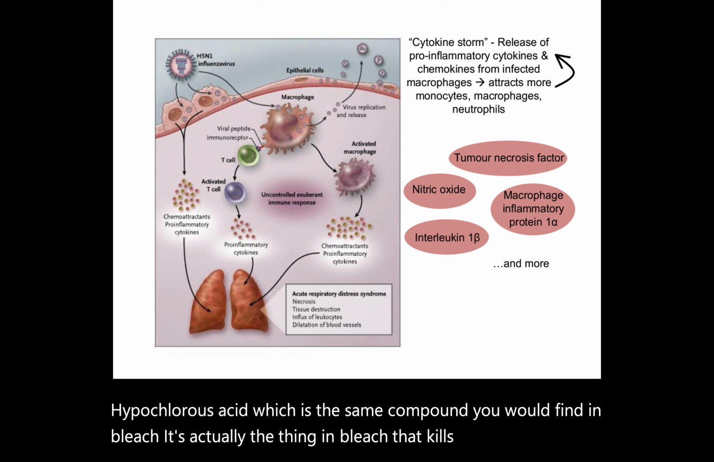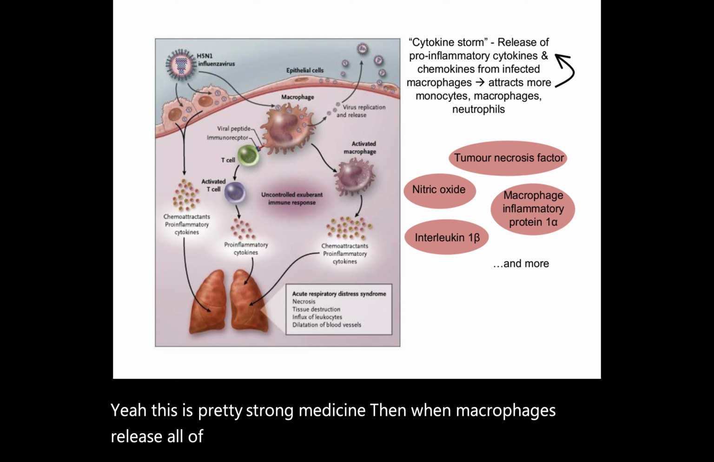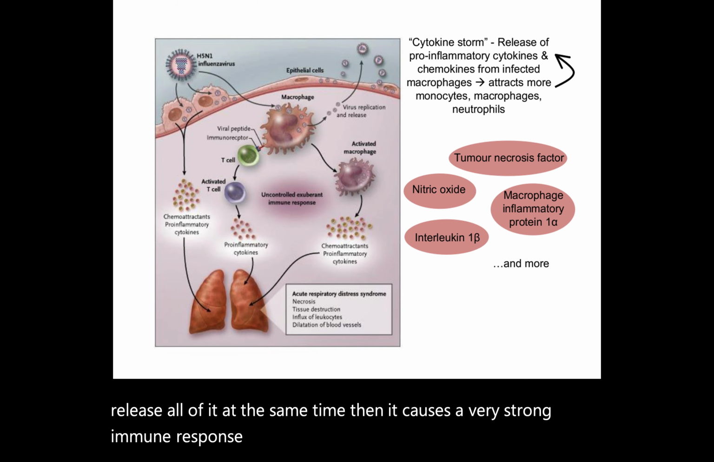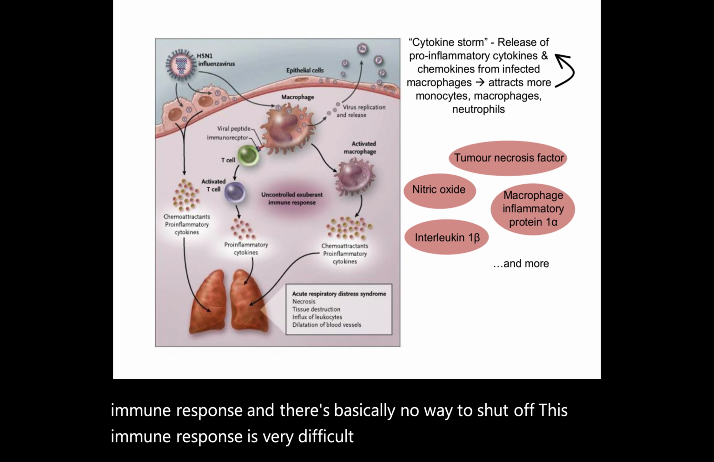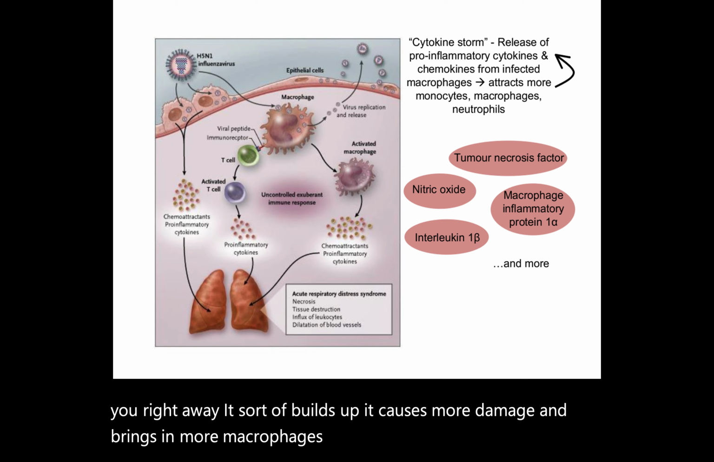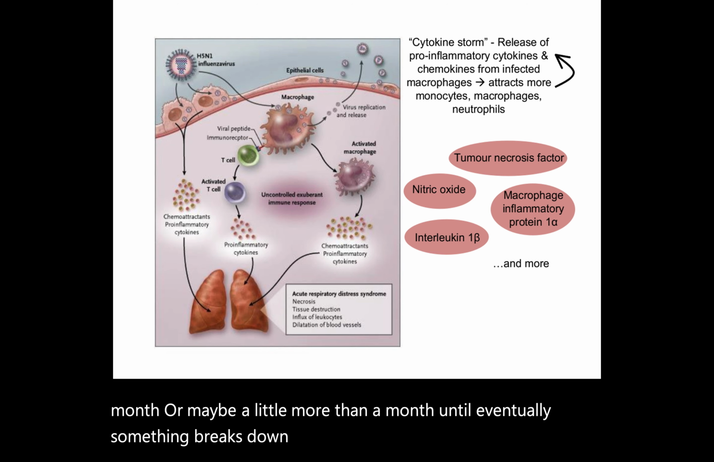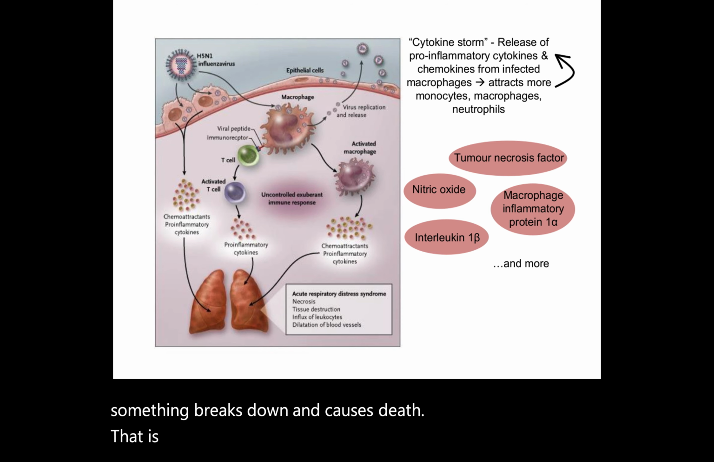So, yeah. This is pretty strong medicine, and when macrophages release all of it at the same time, it causes a very strong immune response, and there's basically no way to shut off this immune response. It's very difficult to. And so the virus doesn't kill you right away. It sort of builds up. It causes more damage and brings in more macrophages every day over the course of about a month, or maybe a little more than a month, until eventually something breaks down and it causes death. That is essentially the disease in SARS coronavirus 2. So it's this kind of cytokine storm.